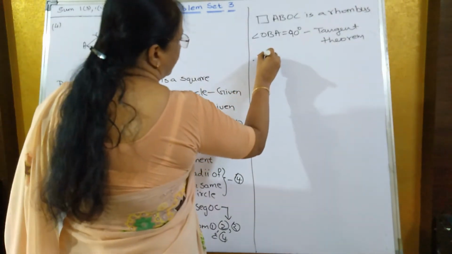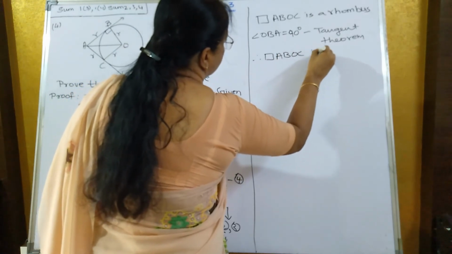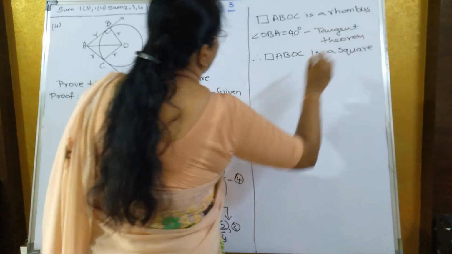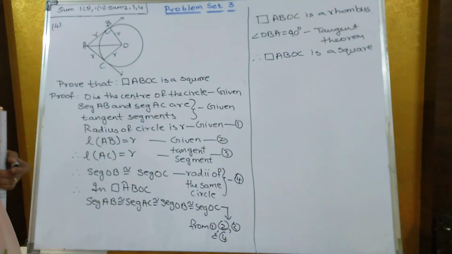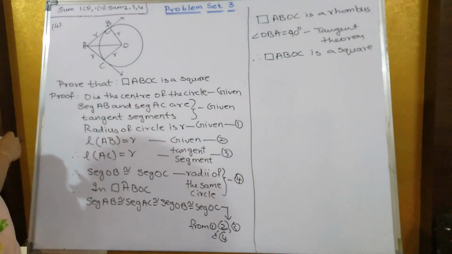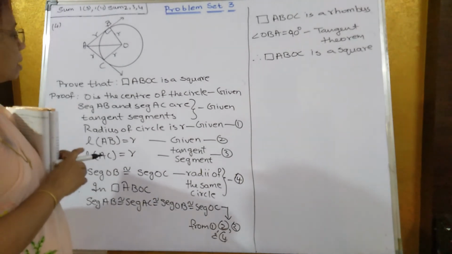Therefore quadrilateral ABOC is a square. So in order to prove a quadrilateral is a square, first we have to prove that all the sides are equal, then we have to prove that all the angles are 90 degrees, then the quadrilateral will become a square.